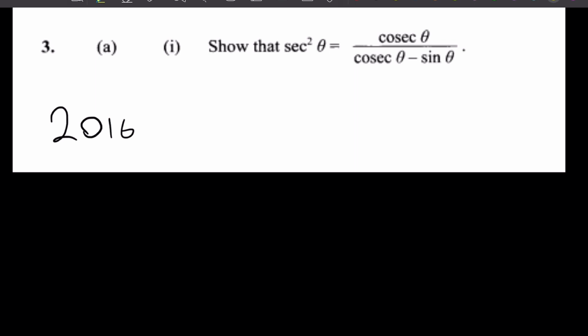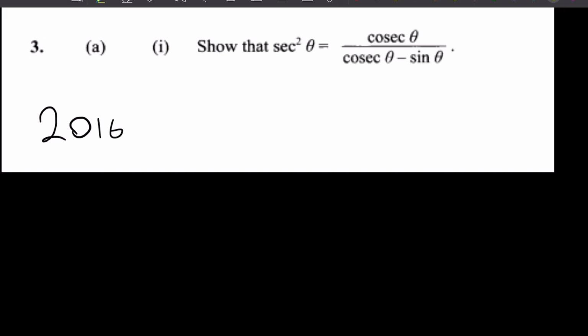So we have sec squared theta is equal to cosec theta over cosec theta minus sine theta. Now, that's a mouthful. We have a lot of cosec, sine, sec, all that. We have a lot of weird business going on here, so let's try to simplify it. In doing this, I'm going to use another color. We've used enough yellow for today.